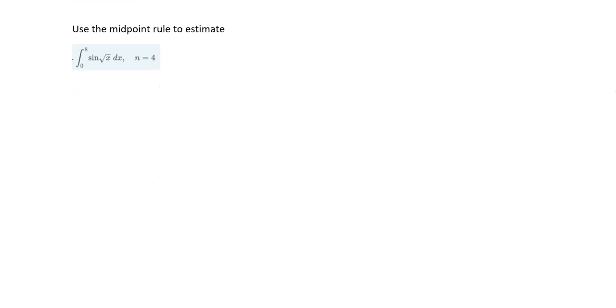Now, relating this to 5.1, suppose we want to evaluate this integral using the midpoint rule. I didn't use the midpoint rule on any of the previous examples, so that's why I chose it this time. So, sine of square root of x.